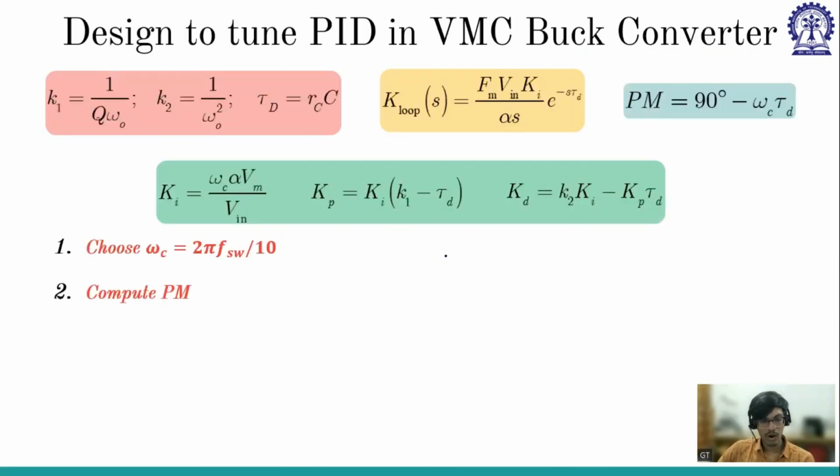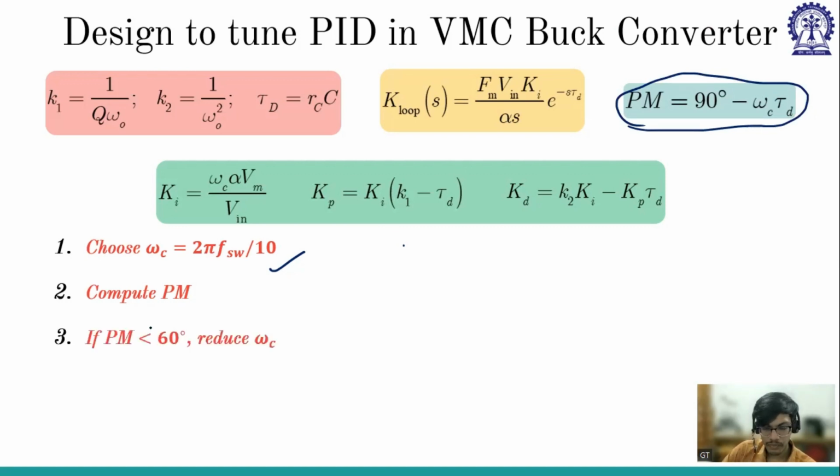So in week 5, we also discussed the different steps. We had discussed how we choose: first, we choose 1/10 of the switching frequency as omega c, and then we get tau d. Then we compute our phase margin, and check whether that phase margin is greater than 60 degrees or less than 60 degrees. If it is greater than 60 degrees, we can continue.